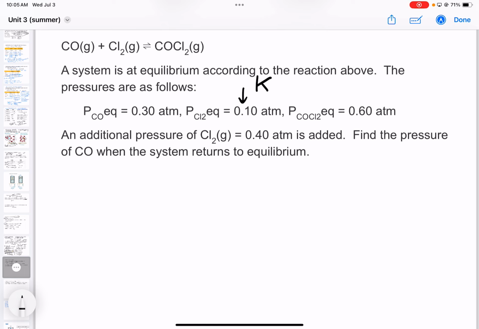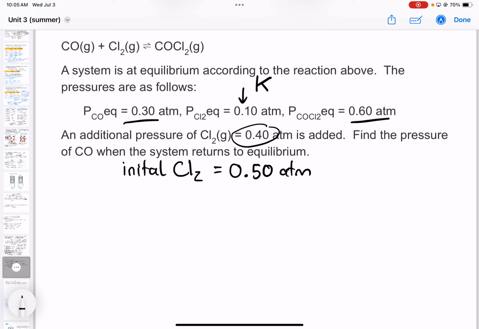And then you're going to shift the reaction by adding some chlorine. So the new initial Cl2 is going to be 0.1 plus 0.4 or 0.5 atmospheres. So these guys aren't changing. Those will be your new initial amounts in your ice table.